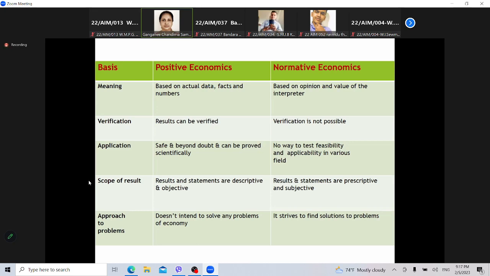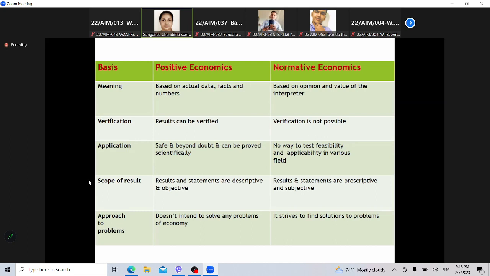When we are thinking as economists, we have to think whether we are working as positive economists or as normative economists. Okay, so when we consider the scope of results, in positive economics, results and statements are descriptive and objective. We have objectives. And all the descriptions are there because there is a theory. But in normative economics, they have the same idea because some are different, some have the same results. Then you can prescribe and you can put subject.